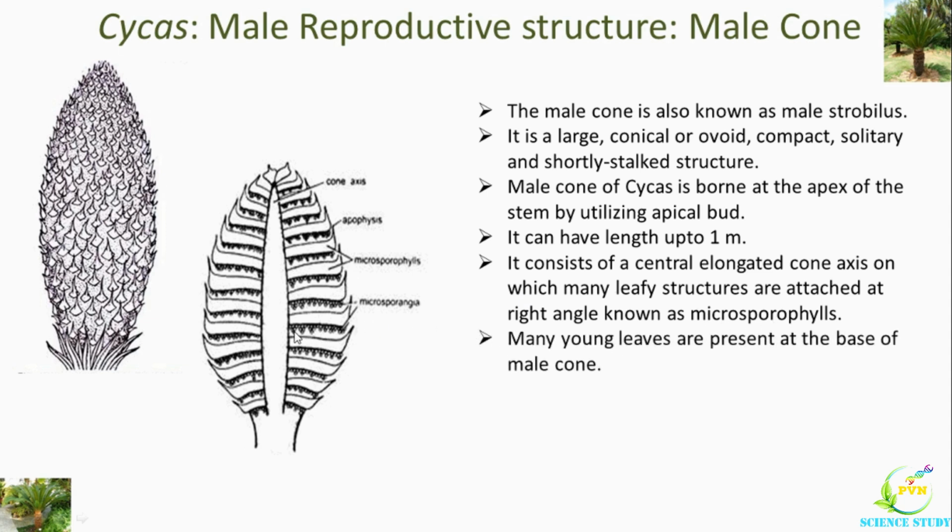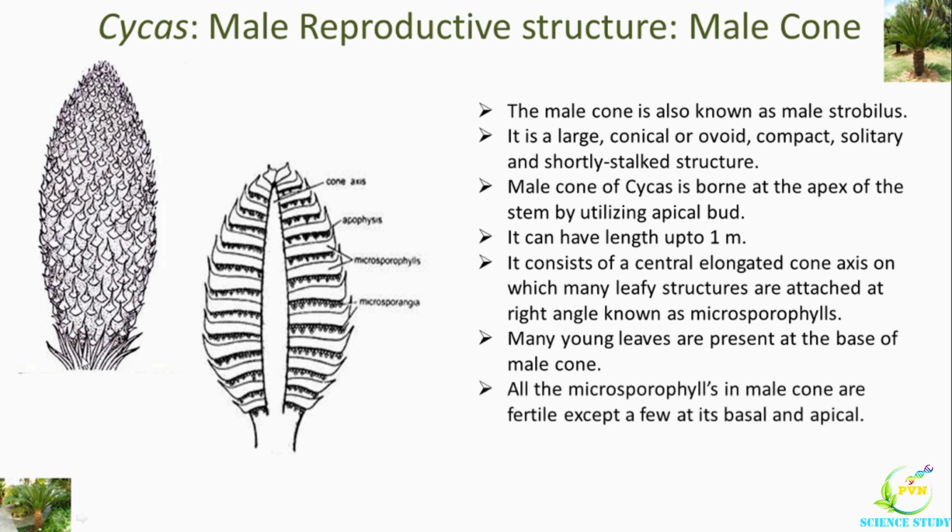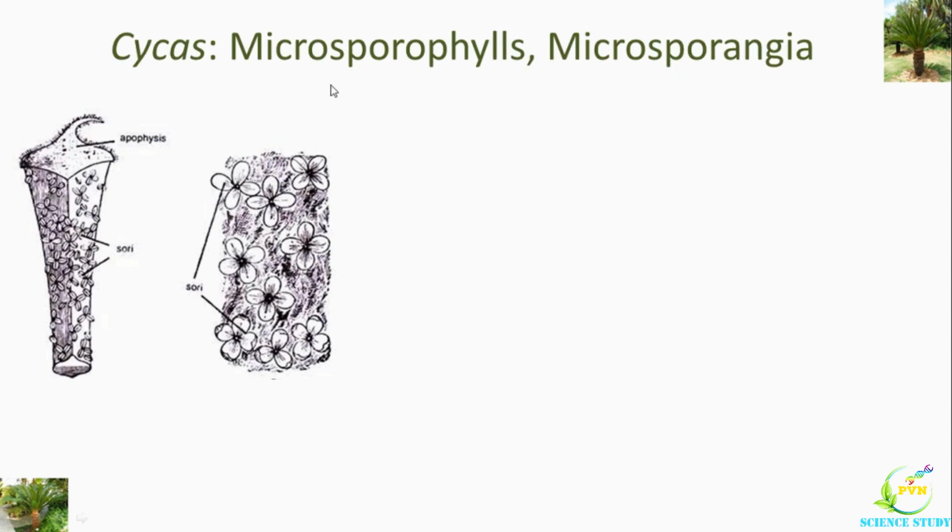Many young leaves are present at the base of the male cone, as we can see here. All the microsporophylls in the male cone are fertile except a few at the base and a few at the apex. So this is all about the structure of the male cone. Now we will study the microsporophyll as well as the microsporangia.